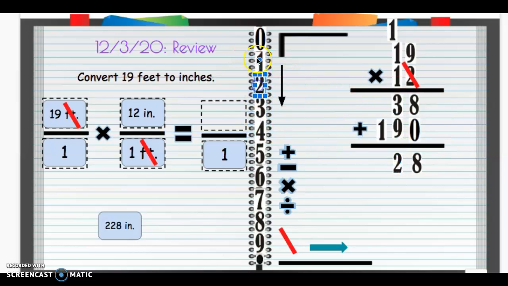Whoops, not 2. 1 plus 1, 2. So you get your answer of 228. So you have 228 inches in 1 foot. Or I'm sorry, in 19 feet, not 1 foot. Woo! In 19 feet. And that's how you do conversions as a proportion.